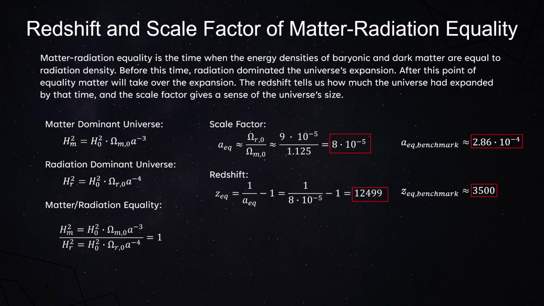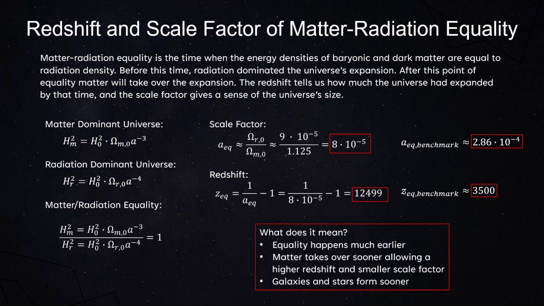We find a scale factor of 8 times 10^-5 for the hypothetical universe, compared to 2.86 times 10^-4 in the benchmark model. The corresponding redshift is 12,499, whereas the benchmark value is 3,500. Because the hypothetical universe contains significantly more baryonic and dark matter, matter-radiation equality occurs much earlier. This corresponds to the higher redshift and smaller scale factor.